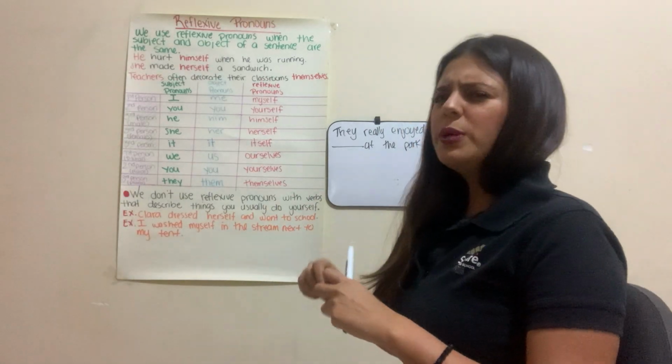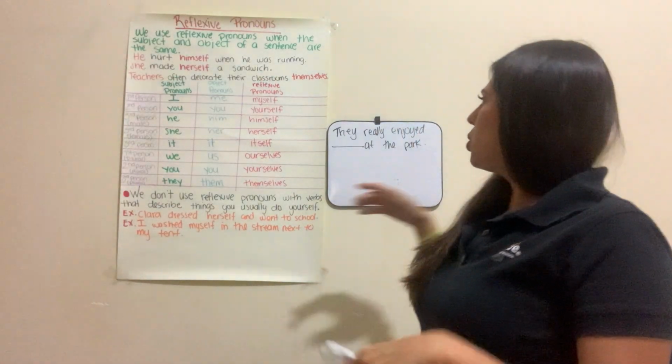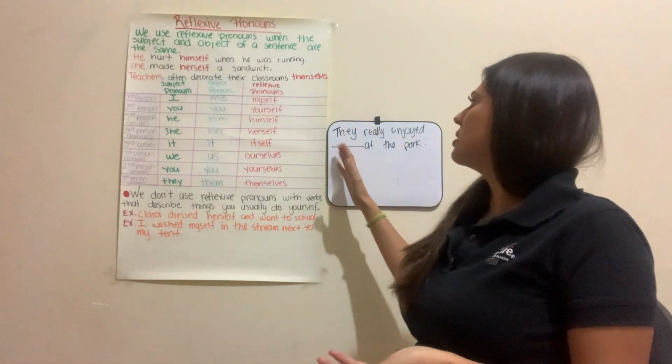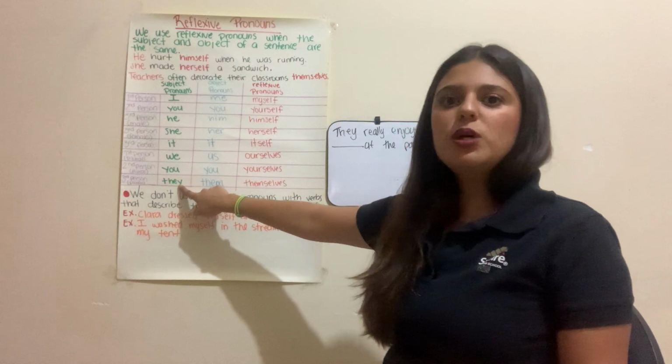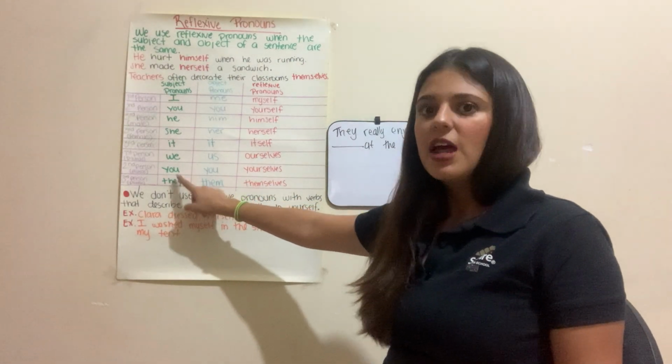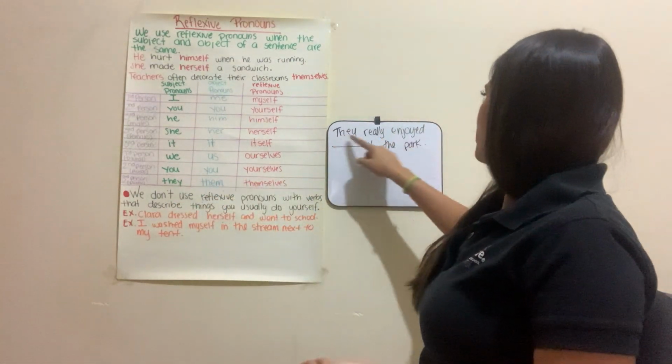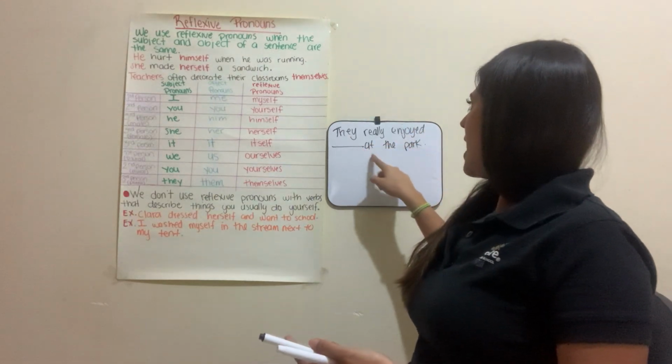Okay, who are we talking about? Who is the subject? Who is performing the action? They. If you see, this is a subject pronoun. Who is performing the action? They. They really enjoyed at the park.